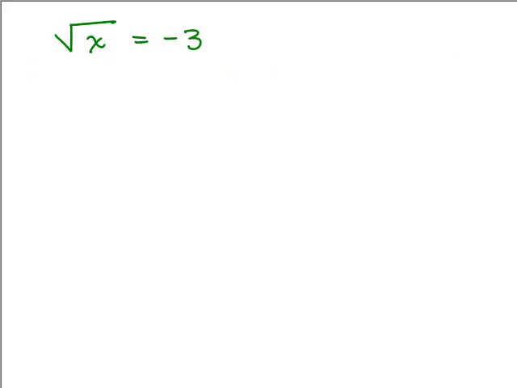Let's look at one more thing. Let's say you were asked to solve square root of x equals negative 3. Can you take the square root of something and end up with a negative number? By definition, the square root of a number is non-negative. So hopefully you'll recognize that right off the bat, and that tells you there is no solution to this problem, which you could also write this way for the null set or this way.